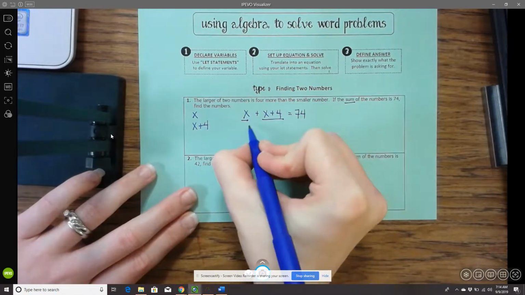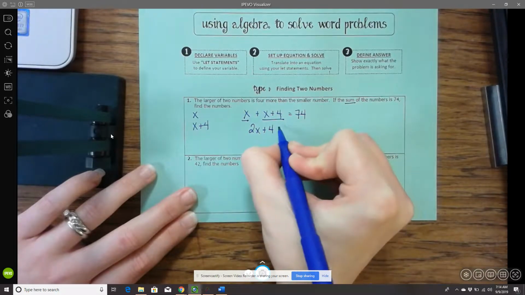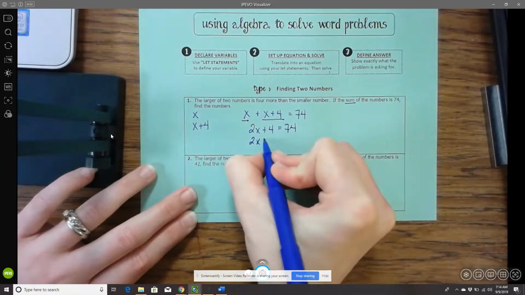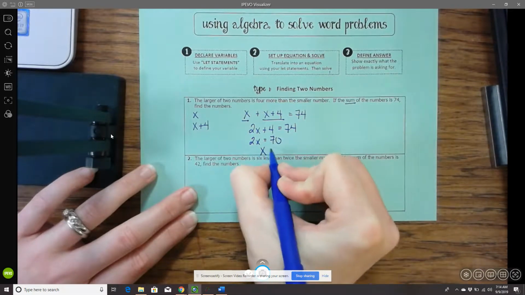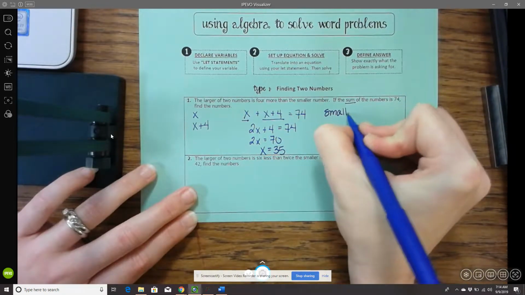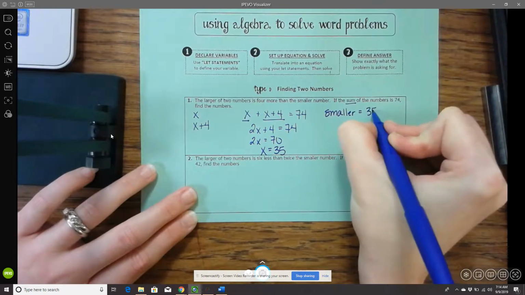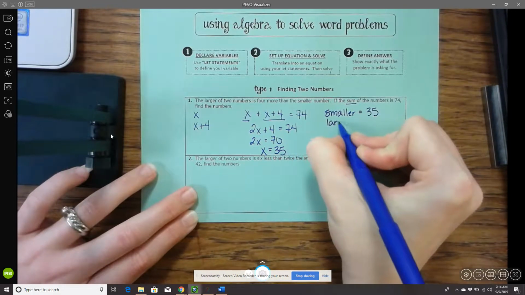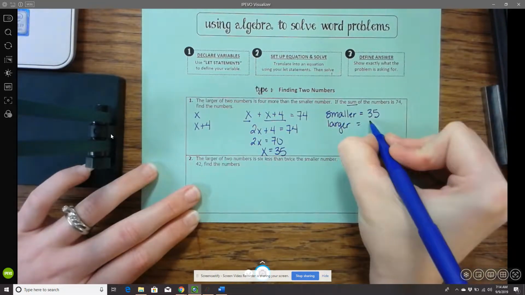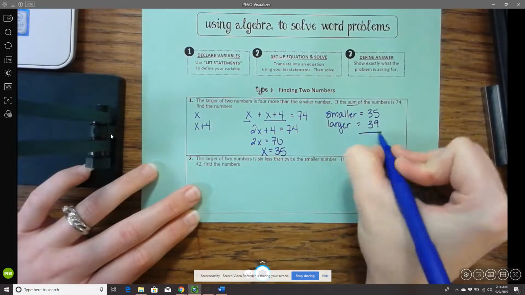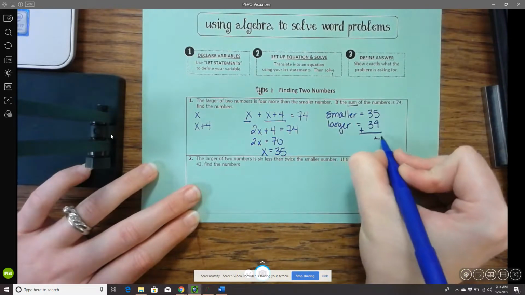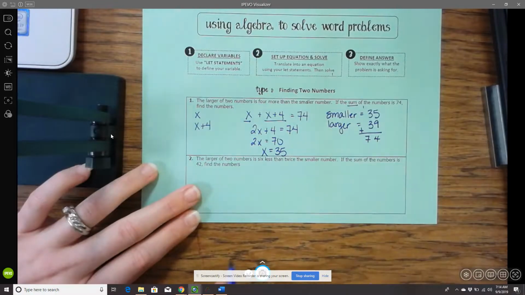So to solve this, we would combine like terms, and then we would solve the equation. So I would have 2x equals 70, and so x would equal 35. So my smaller number would equal 35, and my larger number is going to equal 35 plus 4, which would be 39. So if you go back and check your work and add these together, the sum of these should be 74. That's exactly what we get.